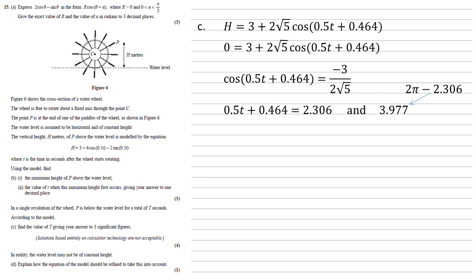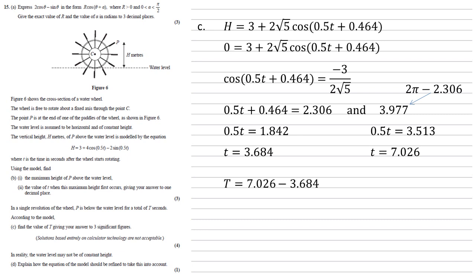That gives us 3.977. So dealing with the first answer, 0.5t must equal 1.842, doubling both sides, t is equal to 3.684. And then for our second answer of 3.977, subtracting the 0.464 from both sides gives us that 0.5t equals 3.513. So t is equal to 7.026. So these are the two times where P crosses the water level. So our total T is going to equal the larger number minus the smaller number, which is 3.34.